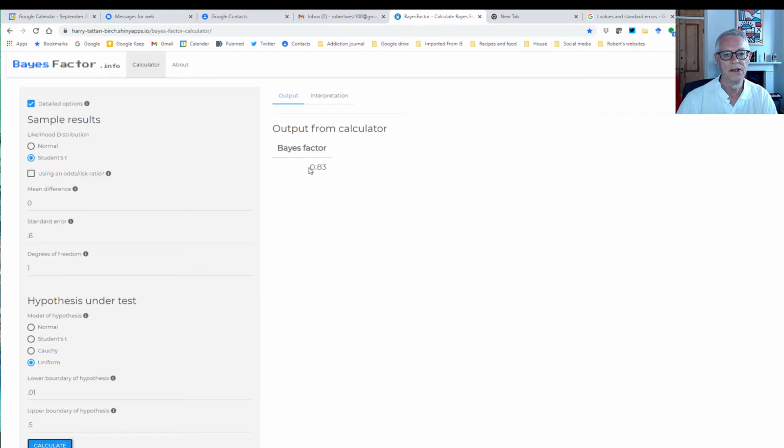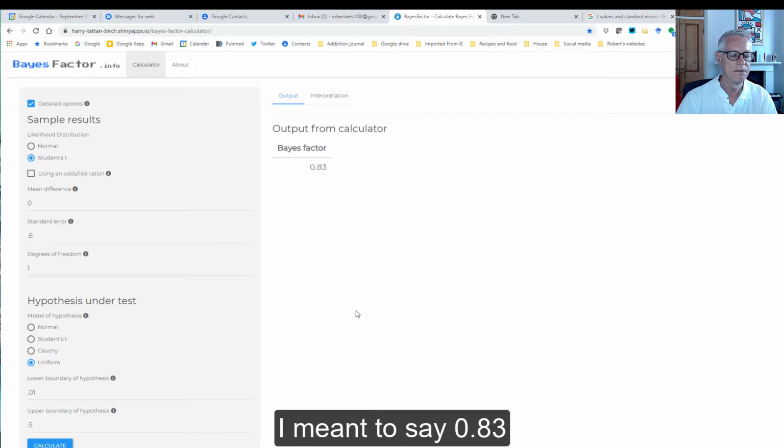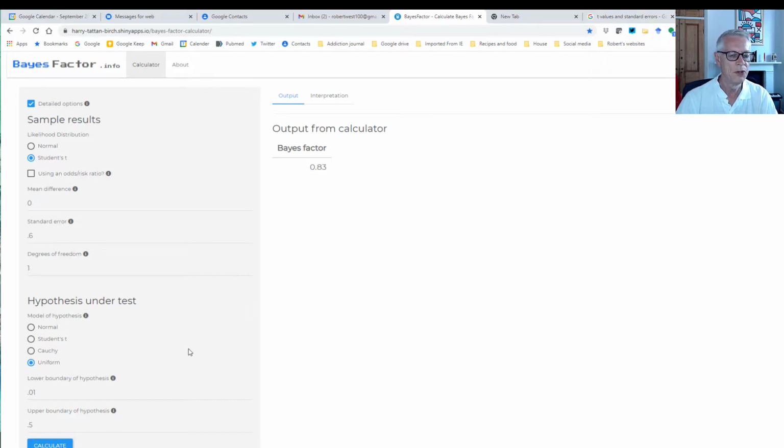And you can see you get a Bayes factor of 0.3. So depending on what you do, it may change or it may not. But you can mess around with it and see what different hypotheses under test produce in terms of results.